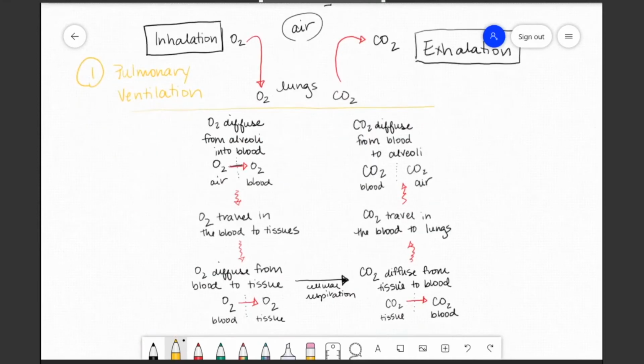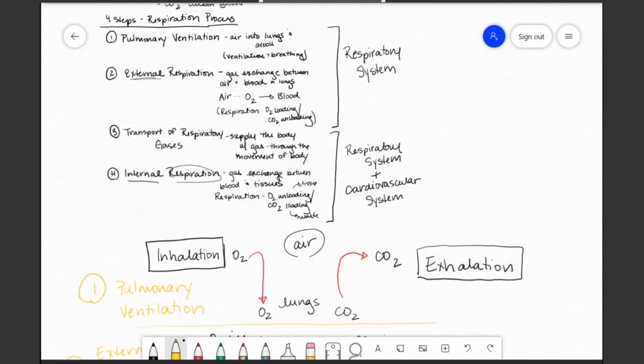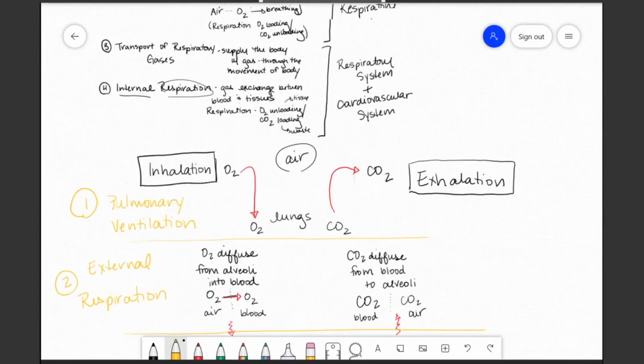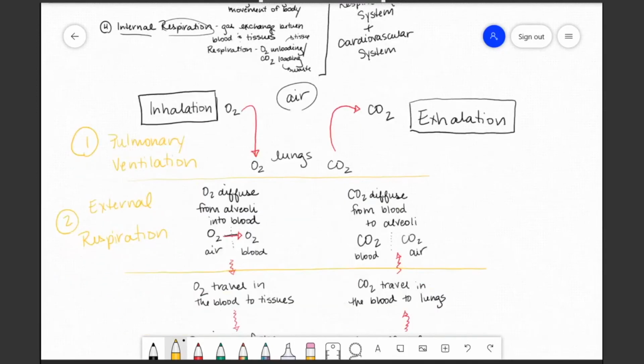So then after that, we go through the process where oxygen diffuses from the alveoli into our blood. This step right here is going to actually be step 2, which was external respiration. So external respiration, up here we defined it as a gas exchange between air and blood in our lungs. So this was in our lungs and we were doing unloading and loading. So we were getting rid of our carbon dioxide, unloading that, and loading oxygen onto our blood. So over here, what are we doing? We are loading oxygen onto our blood.